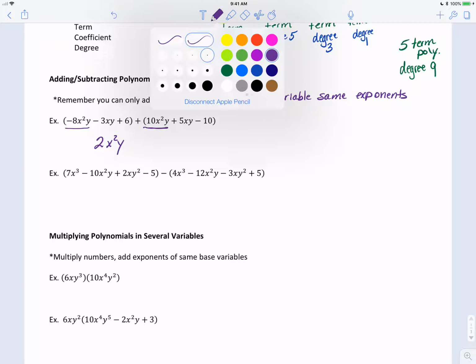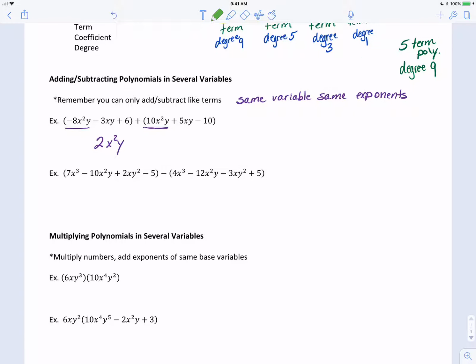Okay, what are some other common terms that we have here? We have a negative 3xy. And we have a positive 5xy. Well, those can only be joined with the xy's. So we're going to combine those. That gives us 2 xy's. And then we're going to join our constants. We have a positive 6 and a negative 10, and that gives us negative 4. So just be very careful on those, making sure that it has to be exact, okay?